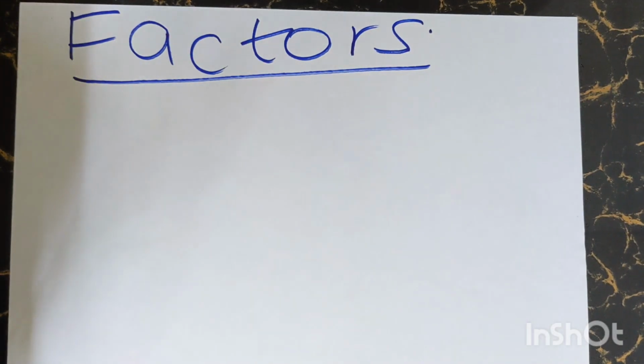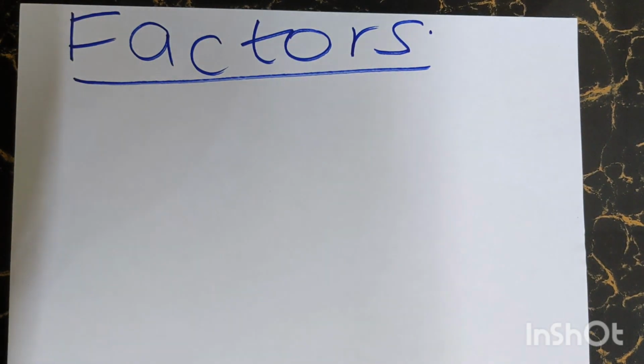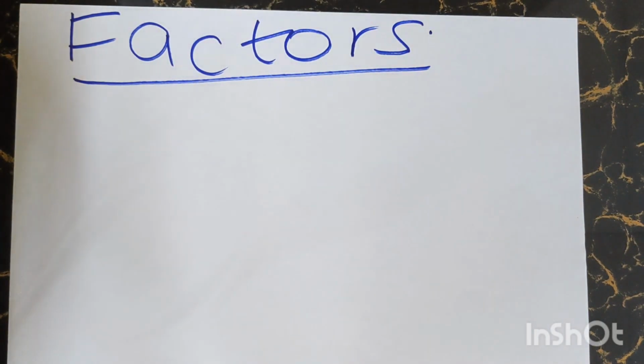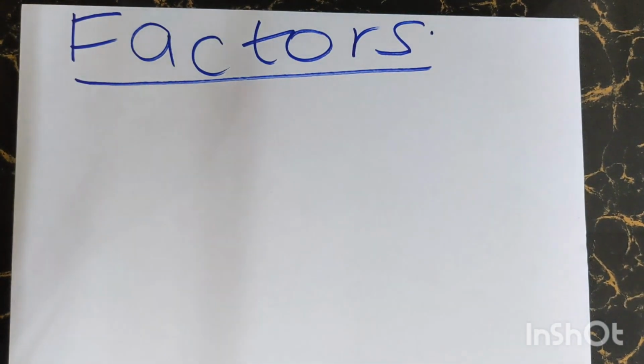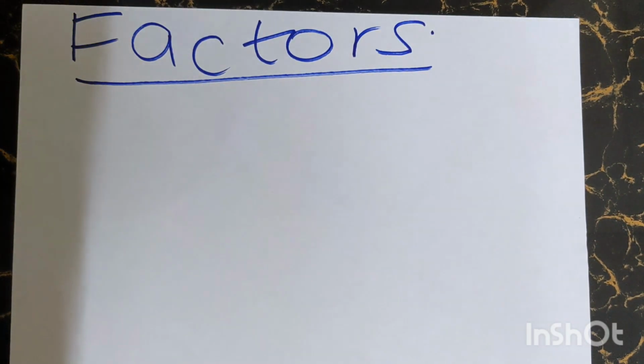So today, I'd like us to talk about factors, or factoring, okay? So what is factoring? What comes to your mind when you hear the word factoring? Factoring comes from the word factors. So what are factors? Factors are the numbers that are multiplied together to produce another number, okay?